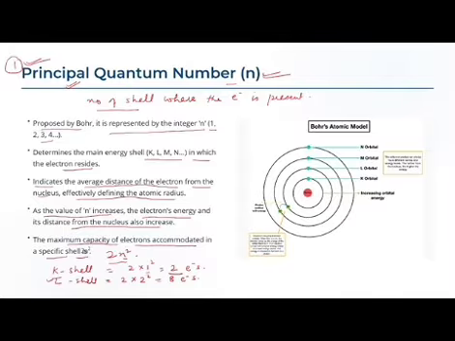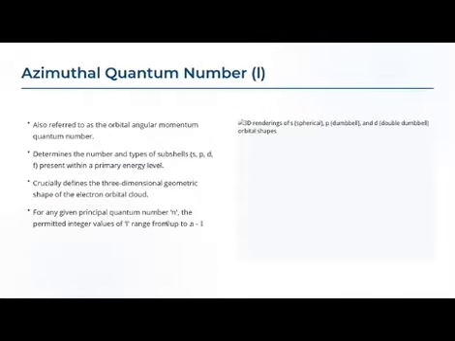Now this is the first quantum number. Now we will study the second quantum number, that is azimuthal quantum number. This azimuthal quantum number is also referred to as the orbital angular momentum quantum number. It can also be referred to as the angular quantum number. It determines the number and types of subshells. What does it indicate? It tells us about the subshells.